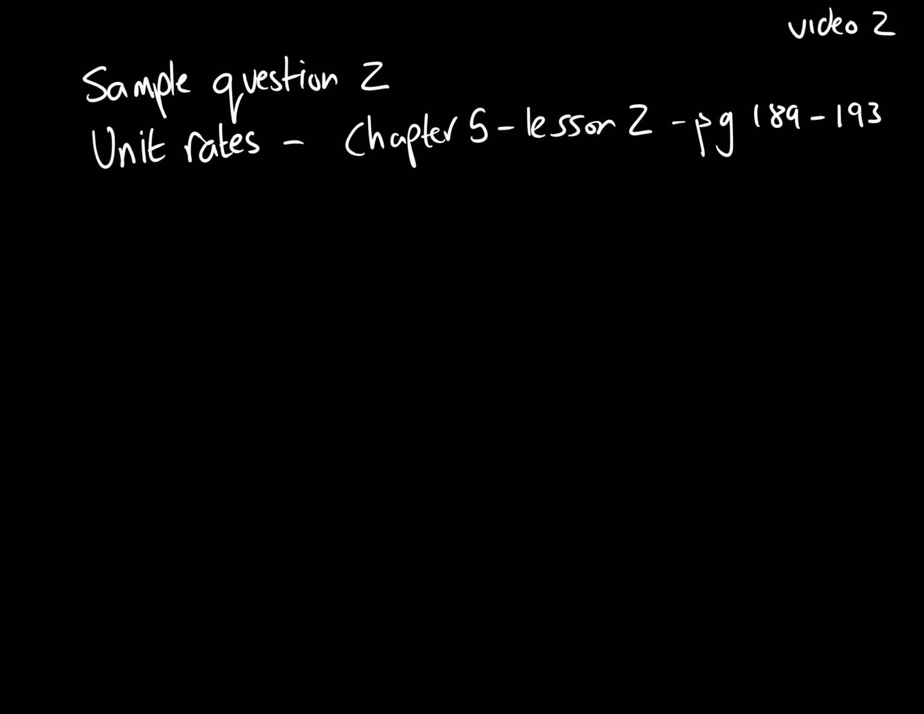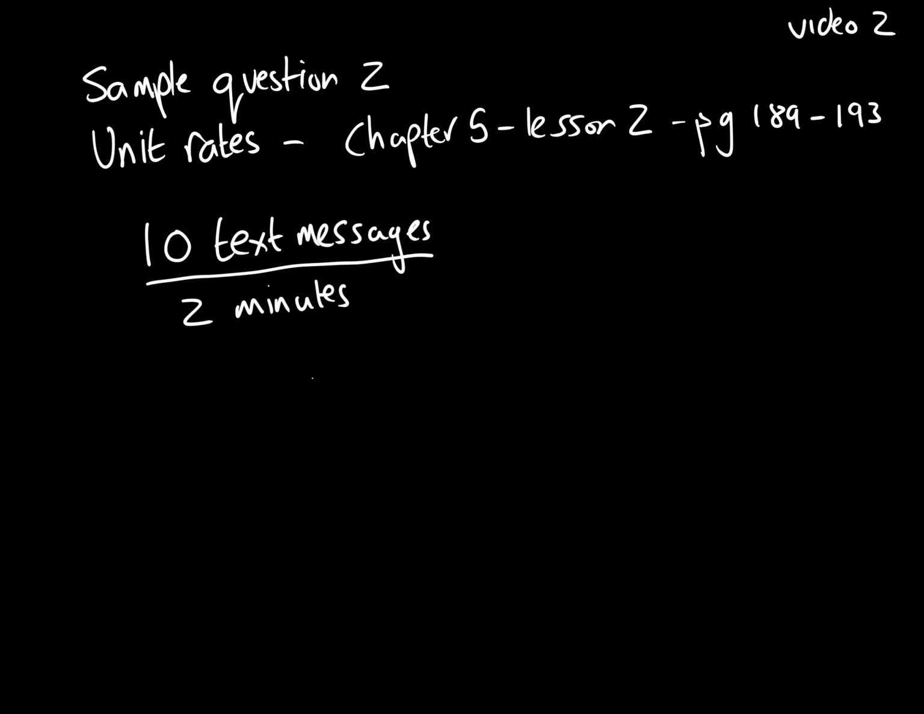A unit rate shows the ratio of two quantities when they have different kinds of units. So you can have a person who sends 10 text messages in 2 minutes. As you can see, text messages and minutes are different kinds of units. There's no relationship between these two things. So this ratio shows how many text messages the person sends in each minute.